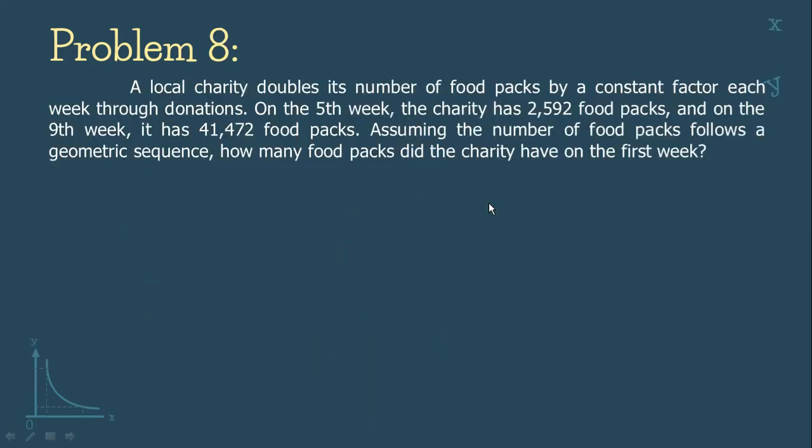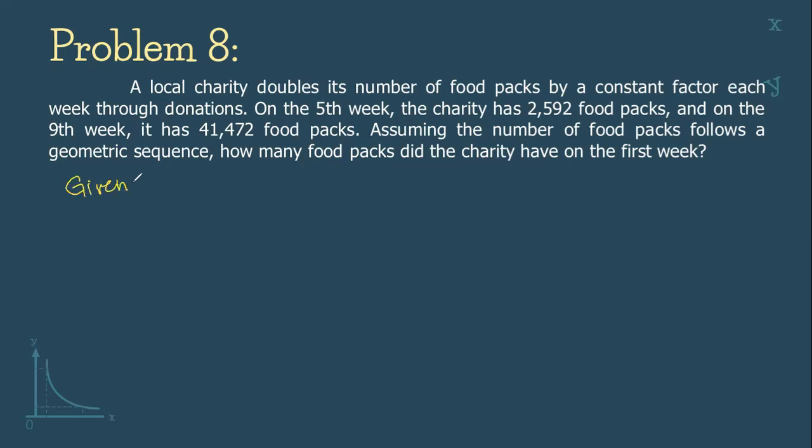Okay? So now we are down on the last problem for this video. Okay, so a local charity doubles its number of food packs by a constant factor each week through donations. On the 5th week, the charity has 2,592 food packs, and on the 9th week, it has 41,472 food packs. Assuming the number of food packs follows a geometric sequence, how many food packs did the charity have on the first week?